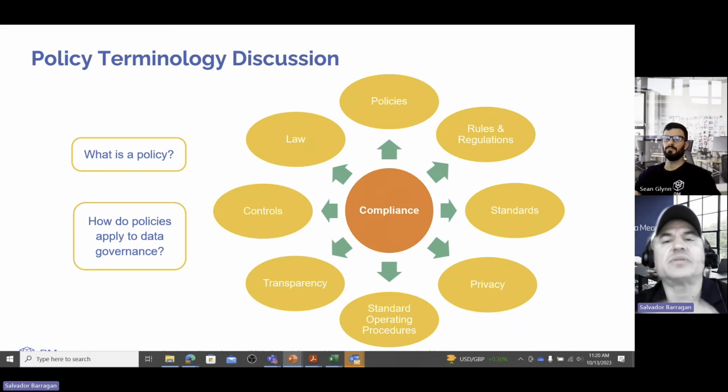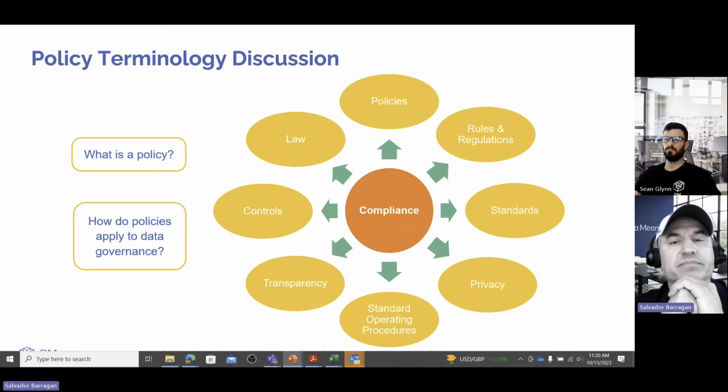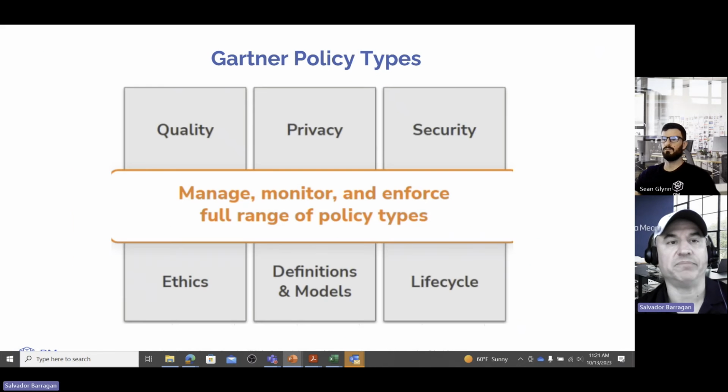So policies should be thought of at the highest level of when you're developing, and I'm going to call them rules, I would say. But when you're developing rules for anything, the policy is the highest level of a rule. That's how I kind of think about it. Below that, you'll have possibly standards, an operating procedure, et cetera. But in essence, policy really dictates everything at a high level, what needs to be done. And for data governance and how it's applied to data, this is going to be really crucial as you move forward with your program.